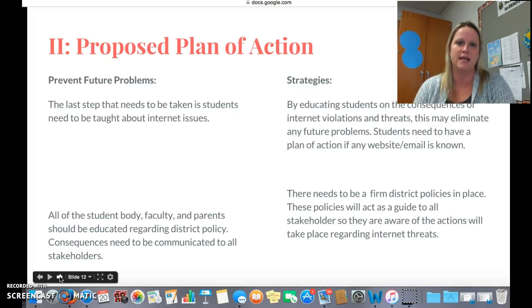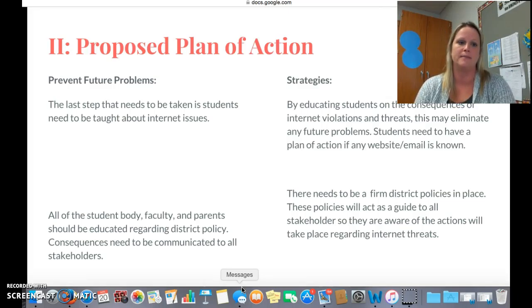When all of this is said and done and we figure out who actually sent the email and created the website, students need to be taught about internet issues. I think by educating students on the consequences of internet violations and threats, it's going to eliminate any future problems. Students need to have a plan of action if a website or email is known. If they come across one, what do they do?